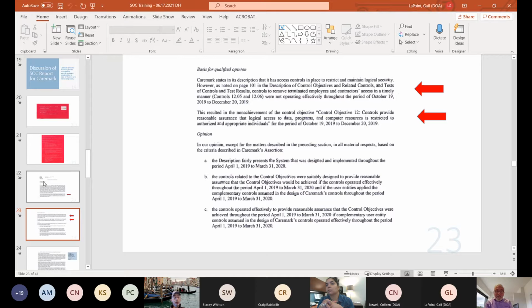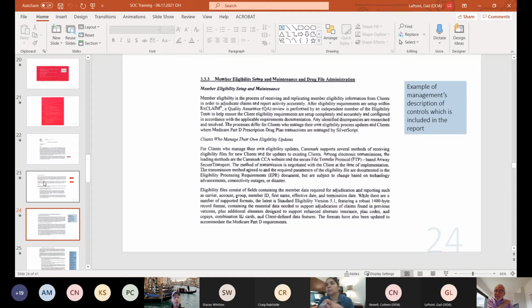On slide 24, I just grabbed an example of management's description of controls, which is included in the report. They provide all this detailed narrative of how they manage various aspects of the Caremark system.